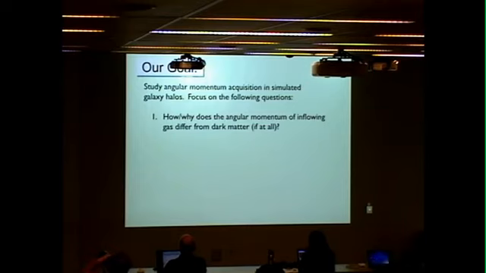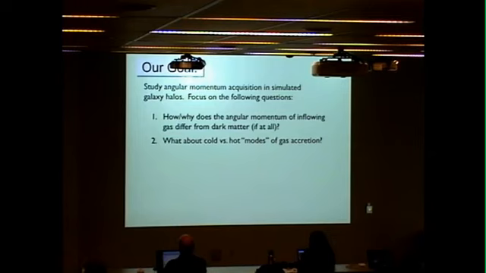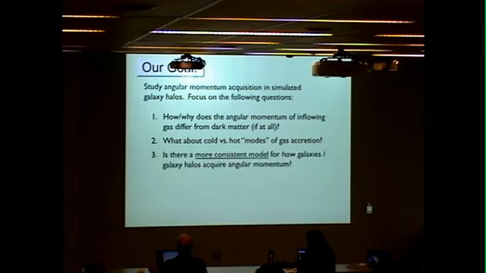We don't want to try to say too many very strong statements about the galaxy itself, just for a matter of resolution in our feedback scheme, which I'll talk about in a second. But in the halo itself, when you're talking about entering the virial radius from the cosmic web, what's going on in terms of the angular momentum? Is there a difference between what the cold and hot modes of gas accretion are doing in terms of angular momentum? And therefore, is there a more consistent model for how galaxies and galaxy halos in particular acquire their angular momentum?